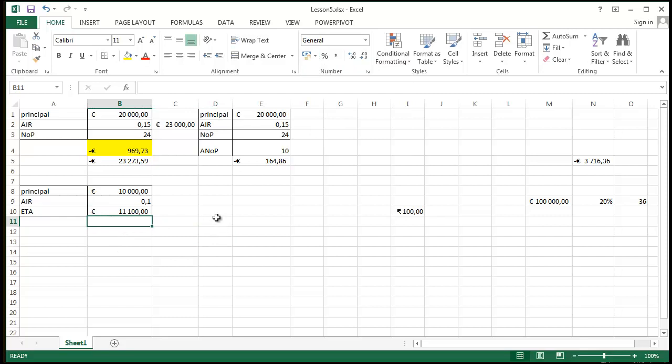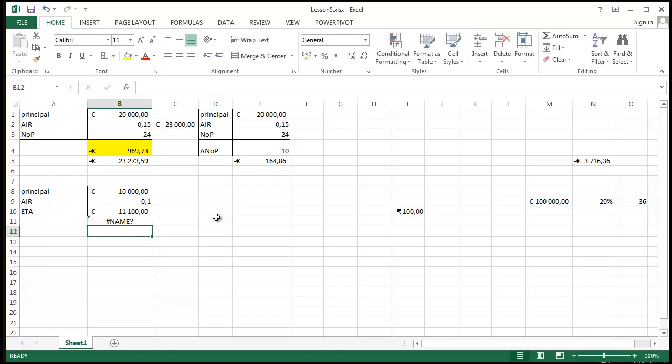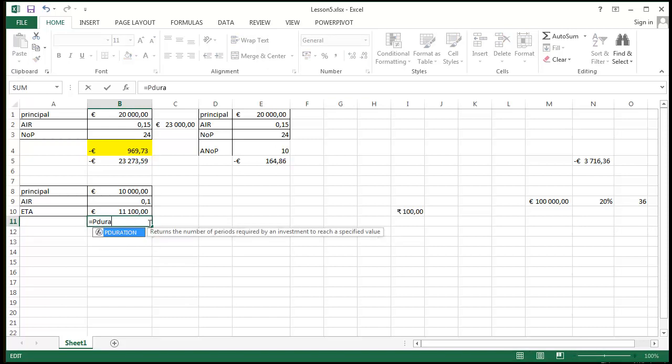Okay, we begin with the function insertion. So p-duration, enter. Okay, let's edit this p-duration. So first off is the interest rate. So let's click on the interest rate, of course divided by 12. Next is the principal value, and last but not least, the estimated amount.